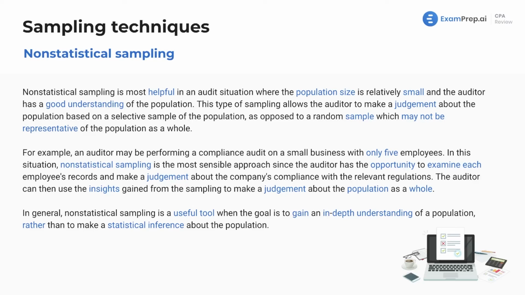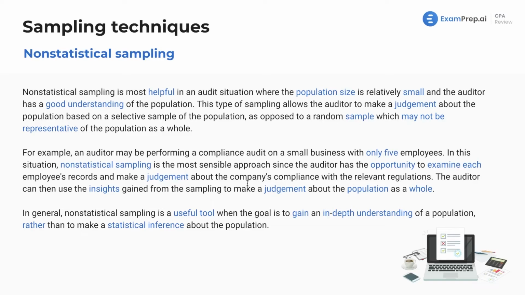Diving into non-stat sampling a little bit further, we've got another example here. Here's just reiteration of what we've seen before. You want to drill it into your minds. We've got an example. So an auditor may be performing a compliance audit on a small business with only 5 employees, just like we were analyzing before, 10 subsidiaries. Here we've got a small number. It's 5 employees. In this situation, non-stat is the most sensible approach since the auditor has the opportunity to examine each of the employee's records and make a judgment about compliance with regulations.